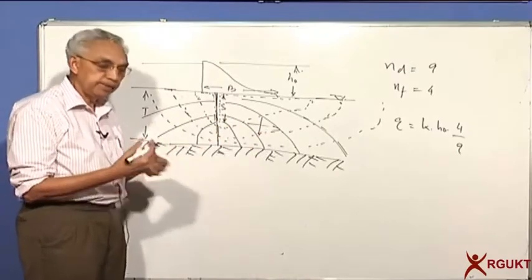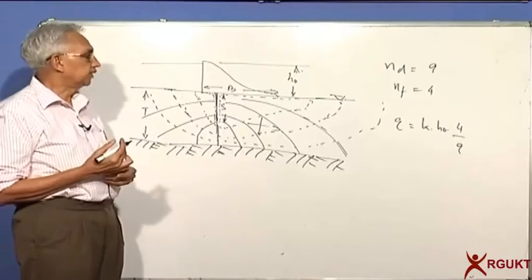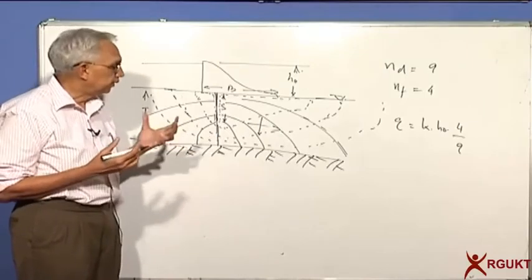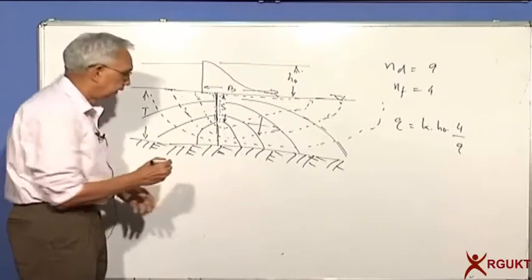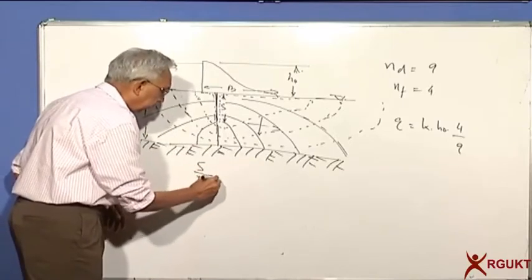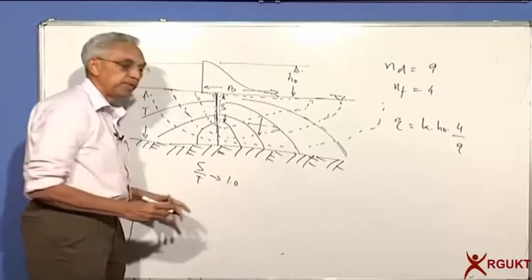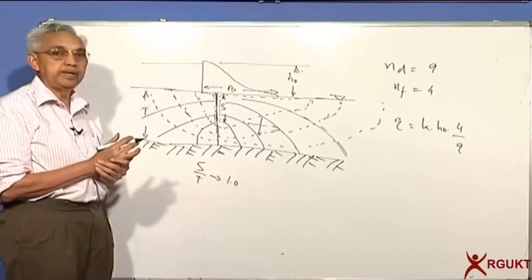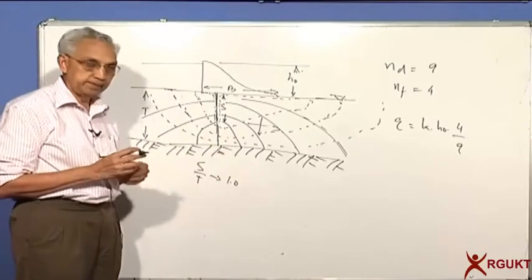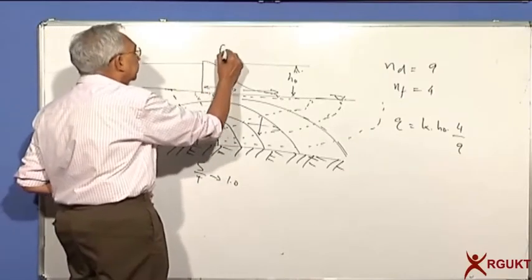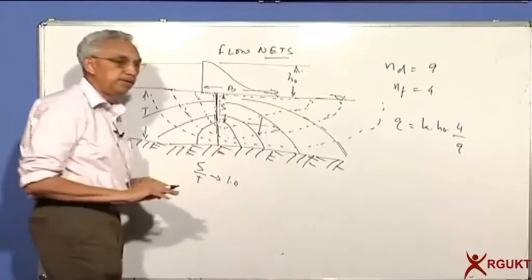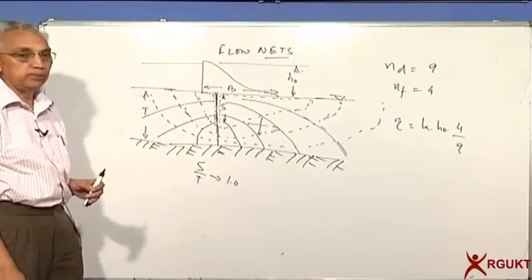So that is how you can design an engineering structure, saying that by increasing the distance S with respect to T, S by T ratio tends to 1, I can reduce this completely, the loss through the foundation. So this is the principle of flow nets, and by hand you can easily do the whole exercise.